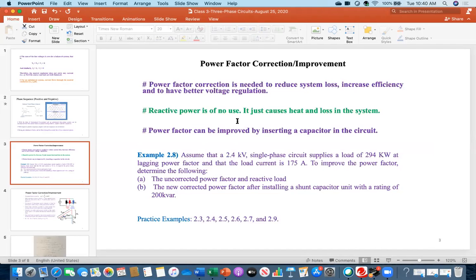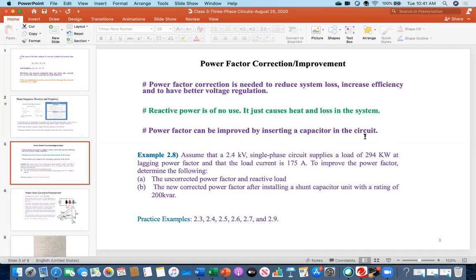And then reactive power is of no use. It just causes heating and loss in the system. And power factor can be improved by inserting a capacitor in the circuit. That's why from today, you will be asked these questions in your FE exam. What is the way to improve the power factor? A straightforward answer is by inserting a capacitor in the circuit.